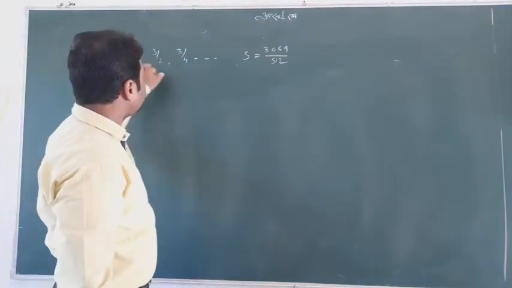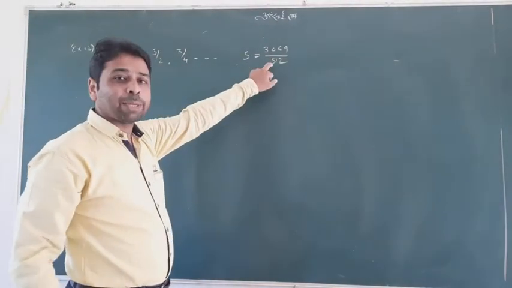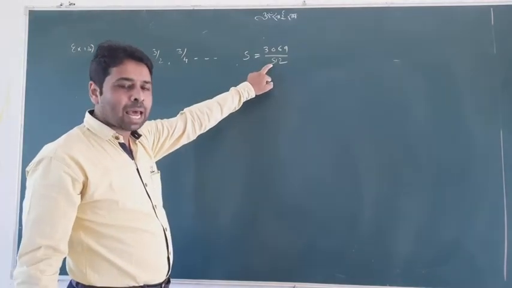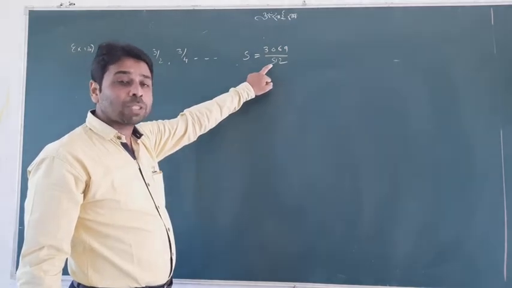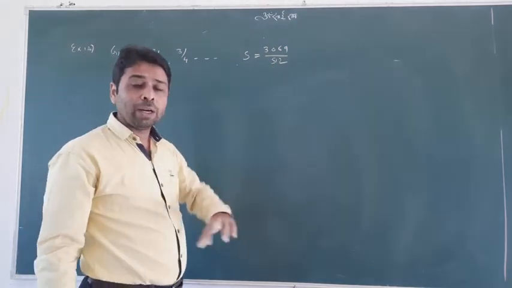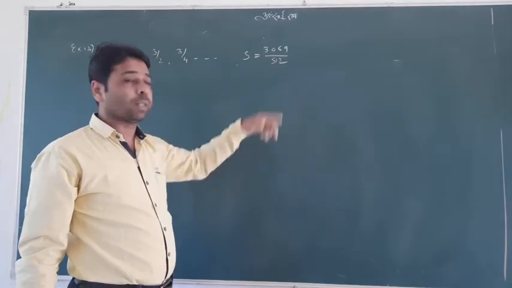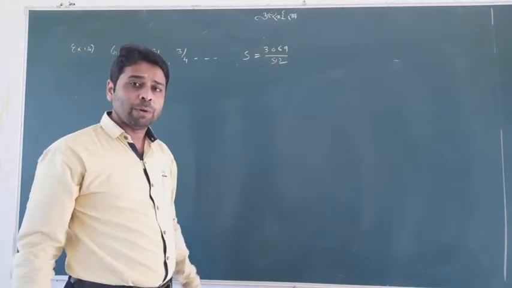Actually, we are having a GP, and sum is given. Sum of some terms we are given. We don't have how many. Actually, what we have to find? That sum of how many terms is equal to this one. Meaning we want to find such a number of terms whose sum is this one. So definitely sum is given. We will use the formula of sum.